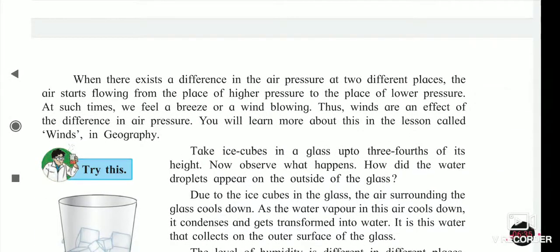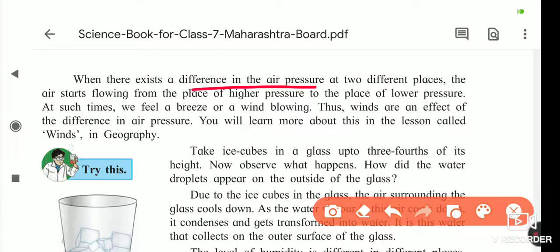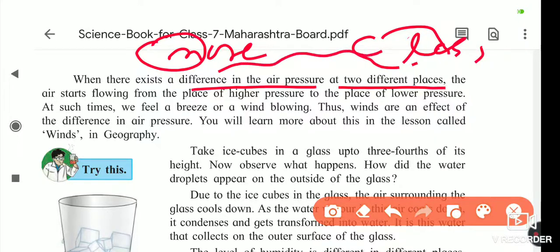See here. When there is a difference in air pressure at two different places, suppose this is the place where air pressure is more, and this is the place where air pressure is less. Then the air starts flowing from the place of higher pressure to the lower pressure, as we have seen that everything goes from positive to negative. So the wind starts blowing in this direction. In this way, the wind starts moving.